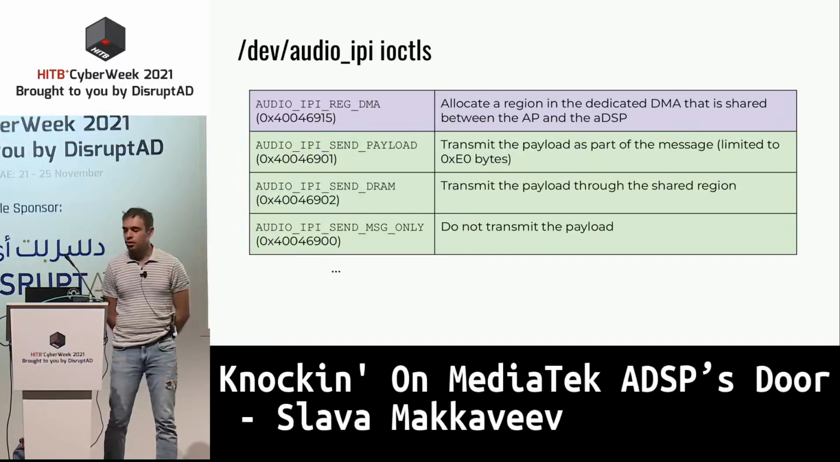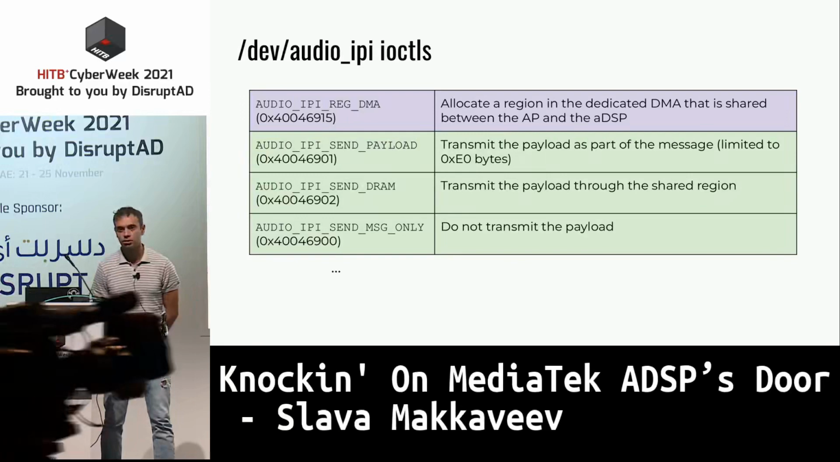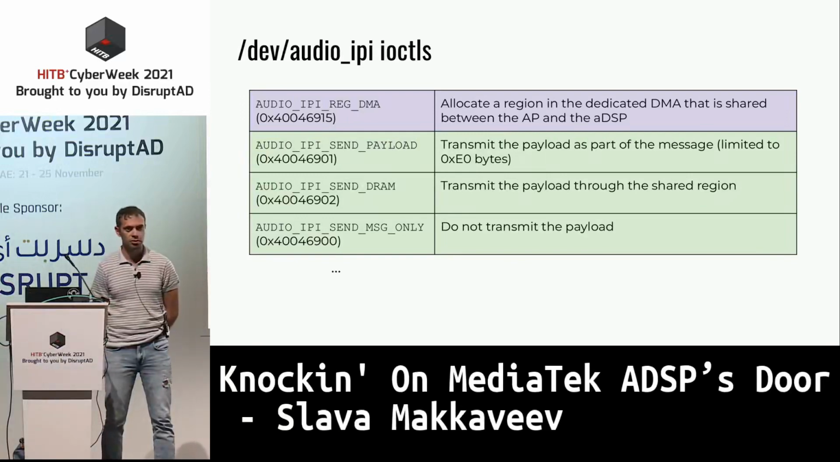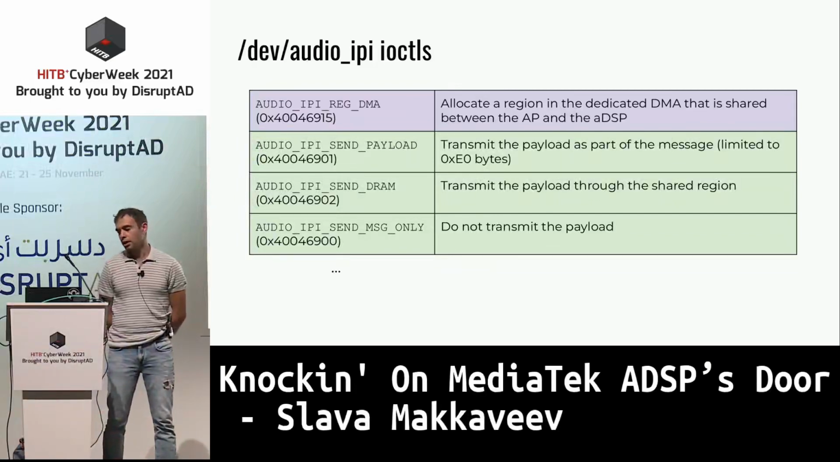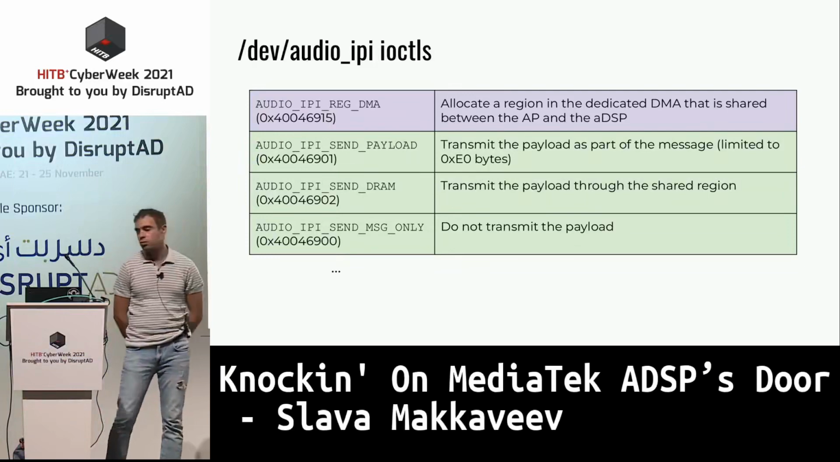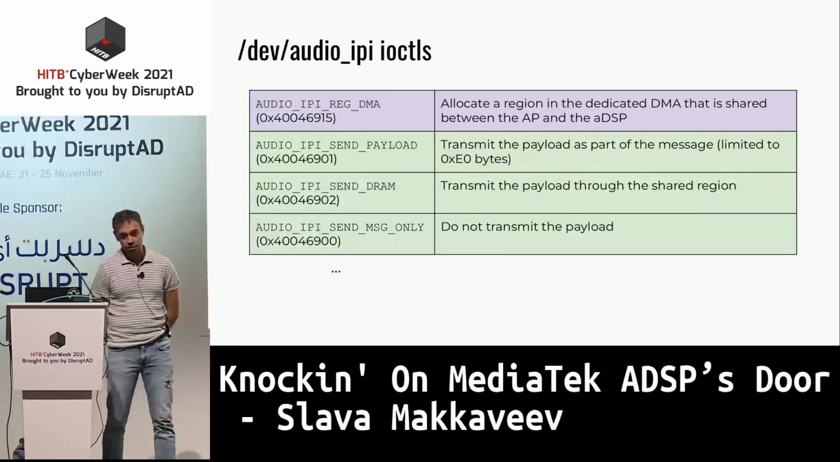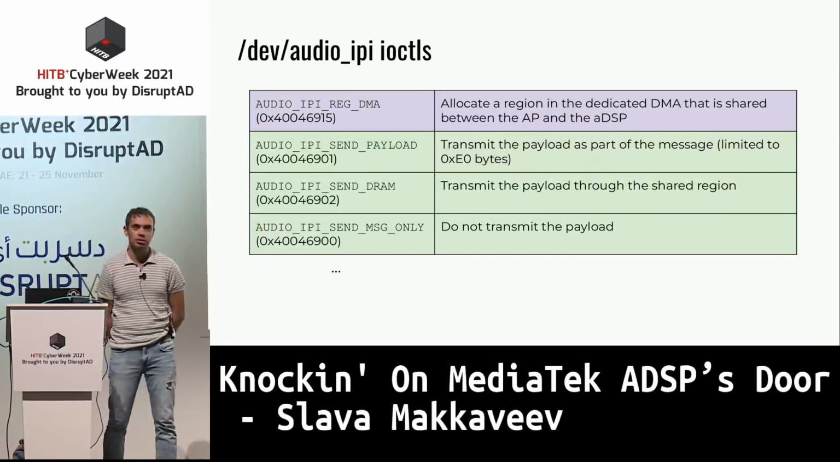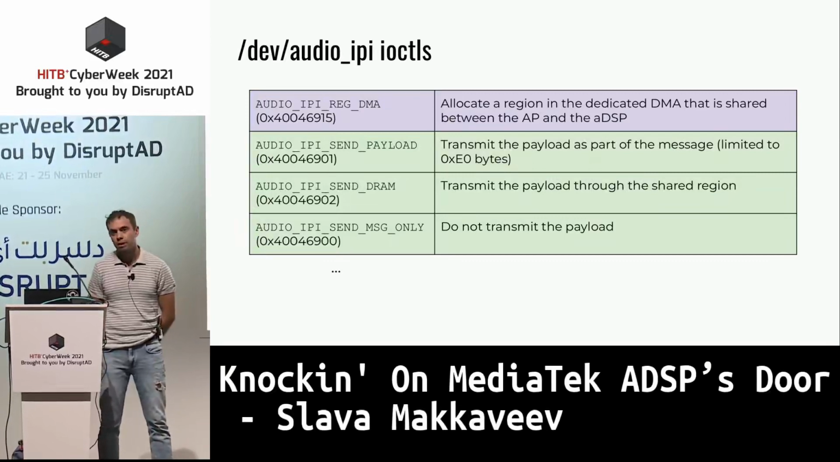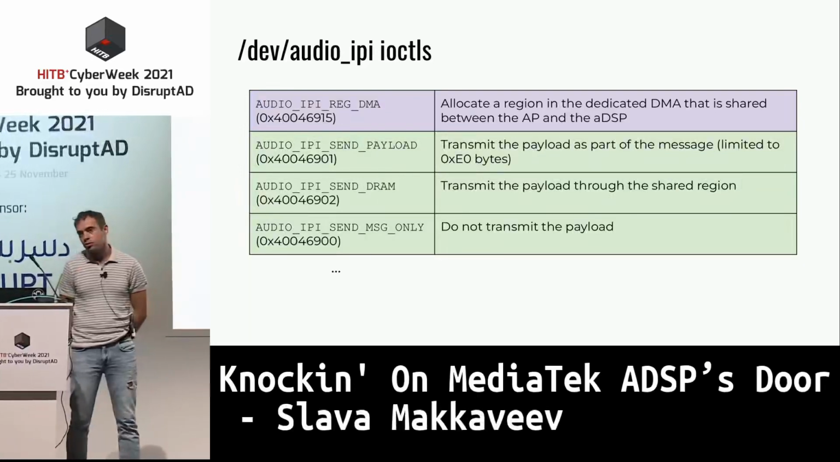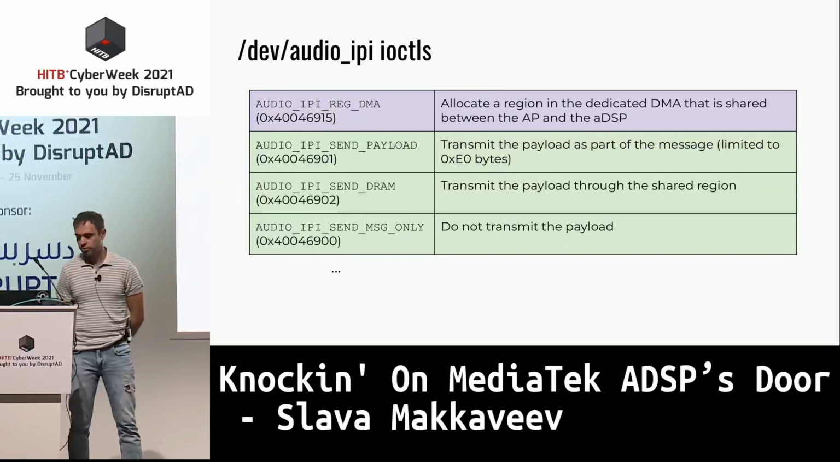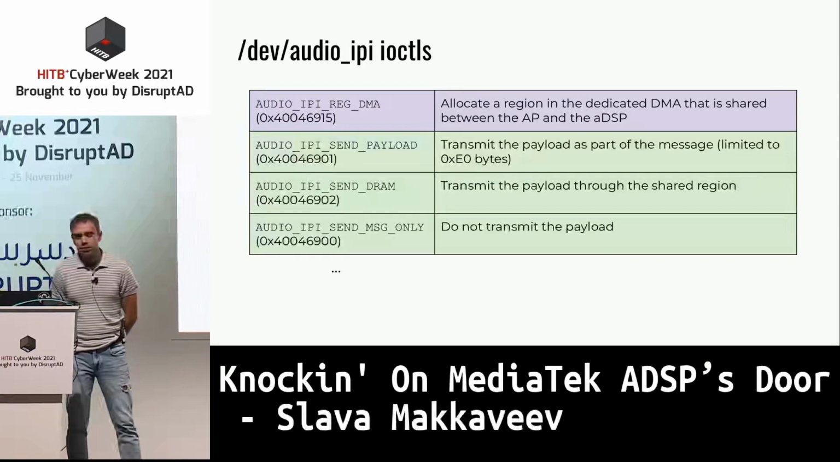For example, there are 3 different ioctls for sending IPI messages to the audio DSP from Android. The difference lies in the way the message payload is transmitted. The possible options are to transmit the payload as part of the message, or to transmit the payload through a memory shared between the CPU and audio DSP, or it's possible to not transmit the payload at all.